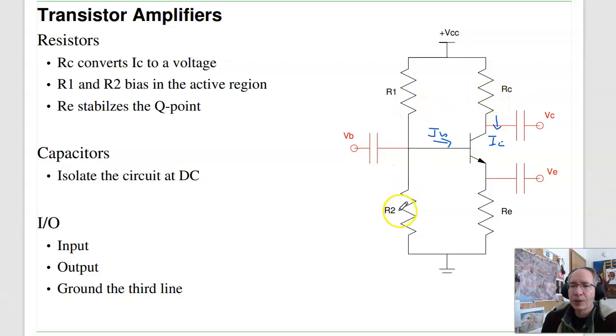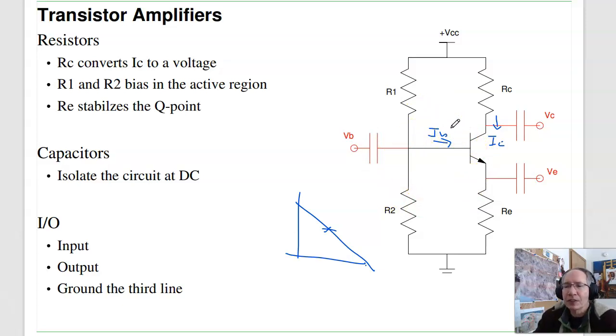The purpose of R1 and R2 is I've got to bias the transistor in the active region. Again, on the load line, I don't want to operate here or here. I want to operate somewhere in the middle of the active region. That's what R1 and R2 do. They provide a DC offset and a current offset to turn on the transistor. The purpose of RE is to stabilize the Q point. So all this sets the DC operation of the transistor. That's going to take a lot of effort. And once I set the DC operation, I don't want to change it.